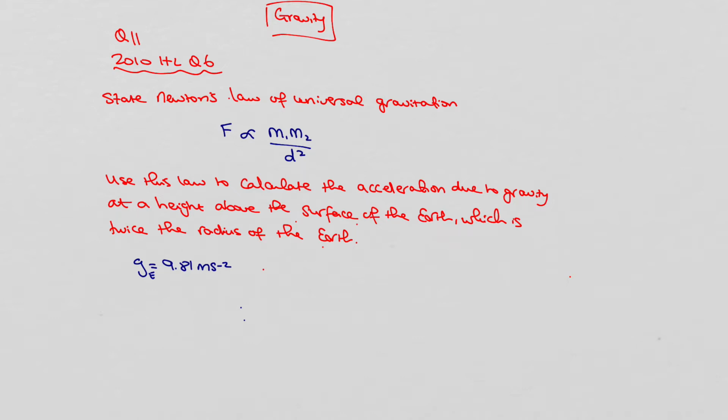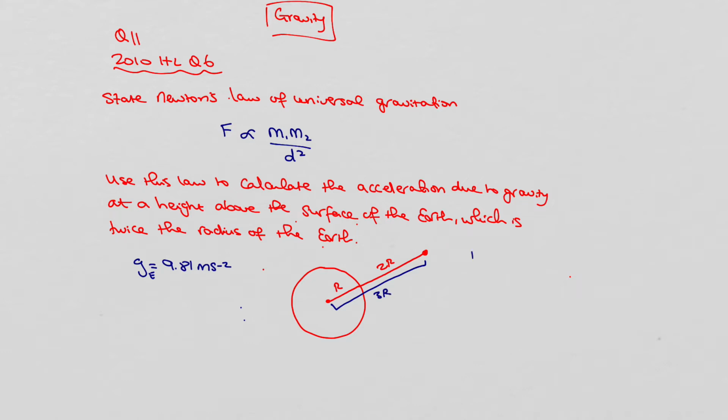So in the second part of the question, the calculation that I have on your revision sheet, you're asked to use this law to calculate the acceleration due to gravity at a height above the surface of the Earth which is twice the radius of the Earth. So if I was to draw a diagram, there's the Earth, here's the radius of the Earth. So our object is twice that radius, so that would be 2r. So in other words, the distance from the centre is 3r.